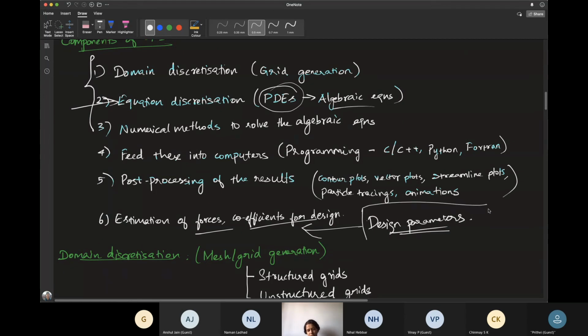So you start with some design parameters, you go through all of these processes and then find the solution for that specific design parameter, the one you started with initially. And then after you see how the solution behaves, if you're satisfied with it, those design parameters are okay. If the solution is not good, then you have to change the design parameters and then do the process again. So this is what people do in design.